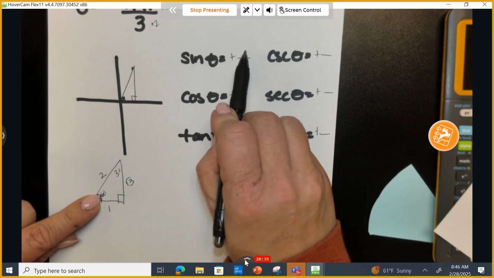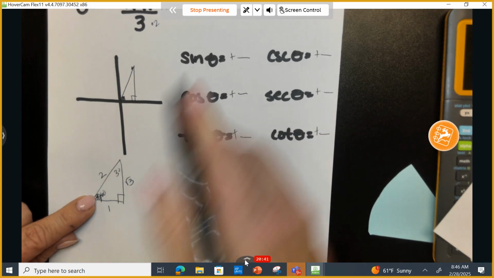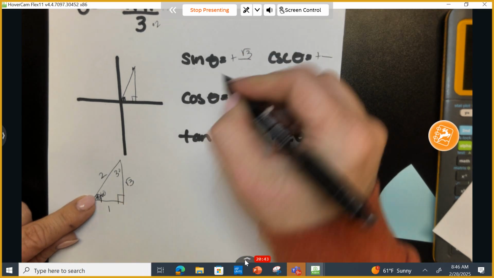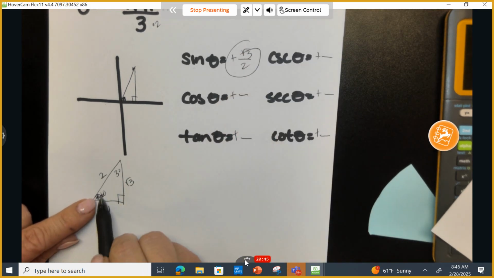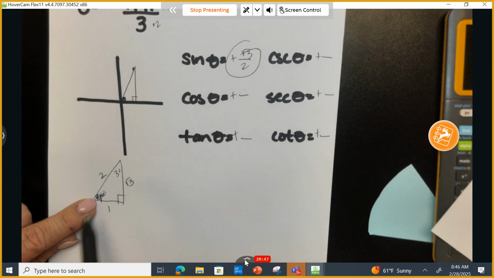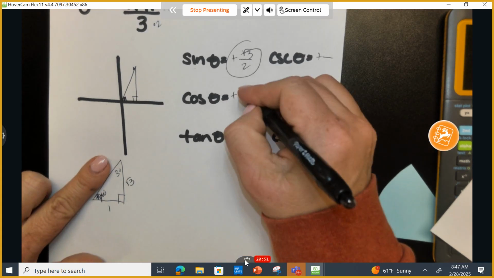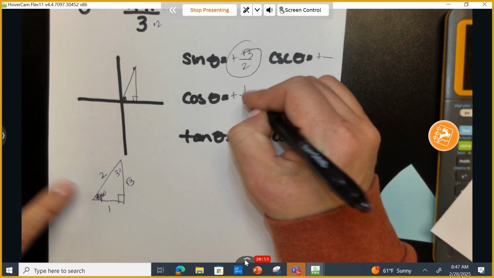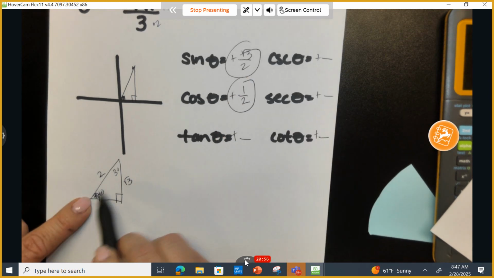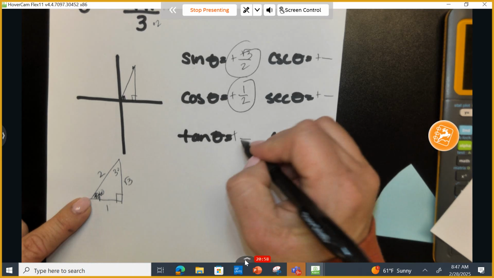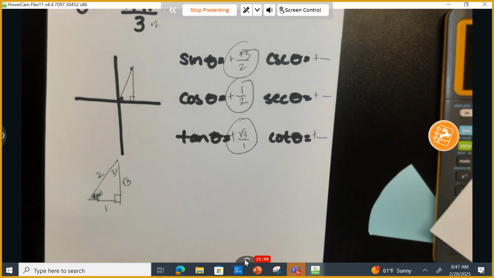Sine is opposite over hypotenuse. Opposite over hypotenuse. Adjacent over hypotenuse. Adjacent helps create this angle, but can never be along the side. 1 over the hypotenuse. Tangent is opposite over adjacent. All of these are in proper form.